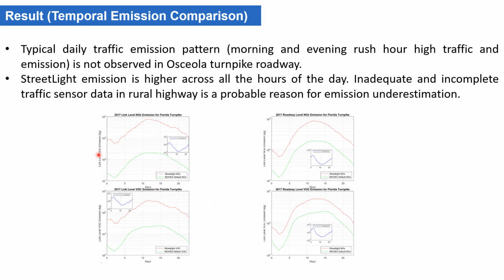Here, streetlight data is overestimating emission for all the hours, whether we consider one roadway segment or the entire segment. There are some reasons for that. One could be that inadequate and incomplete rural conventional traffic sensor data are present, so it is not depicting the actual traffic condition on this particular roadway. It is actually underestimating the total emission for all the hours in the day.